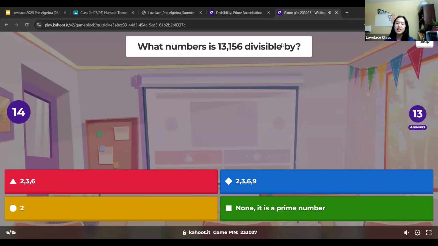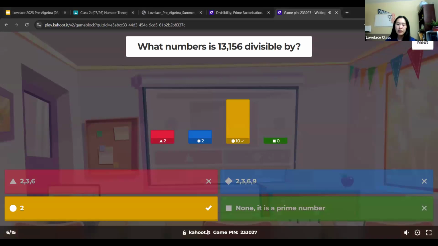Okay, you guys did a good job. So out of all these answer choices, you can see that 2 is the only number that it's divisible by. It's not divisible by 3 or 6. Since it's not divisible by 3, it's not going to be divisible by 6.